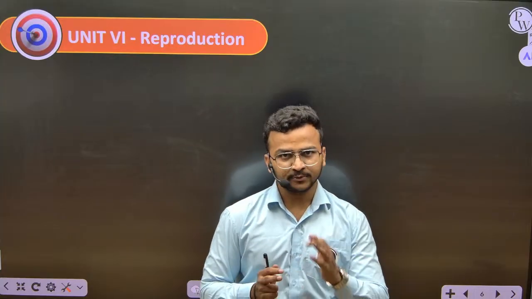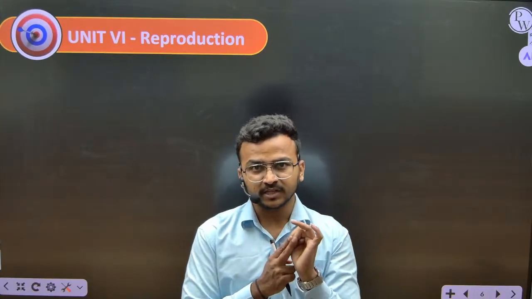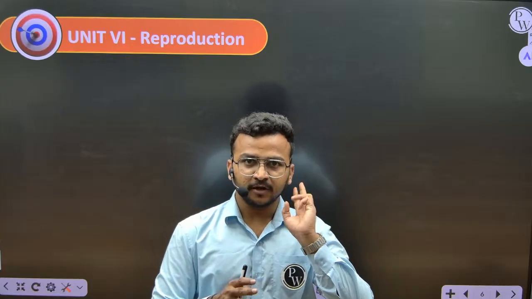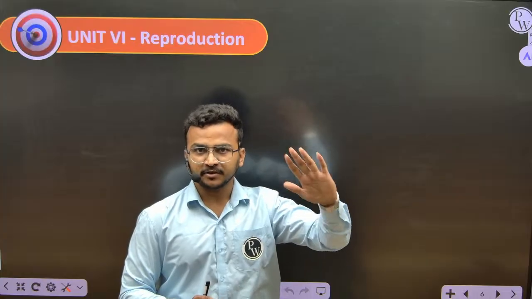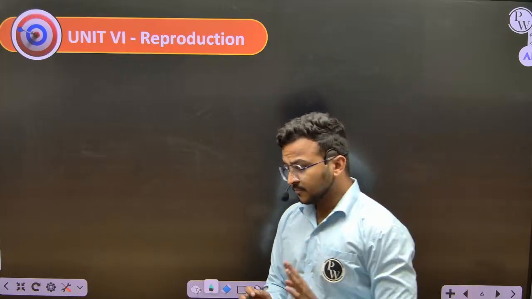And the third unit is the cell unit: the cell, the unit of life, biomolecules, and cell cycle and cell division. This is the third unit. And the fourth unit is plant physiology, where photosynthesis in higher plants, respiration in plants, and plant growth and development. You already completed 3 chapters in plant physiology, that is the fourth unit. And the fifth unit is human physiology, like breathing and exchange of gases, body fluids and circulation, locomotion and movement, neural control and coordination, and chemical coordination. That is the fifth unit.